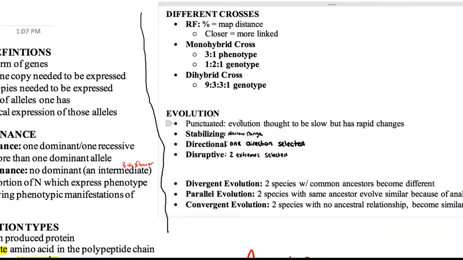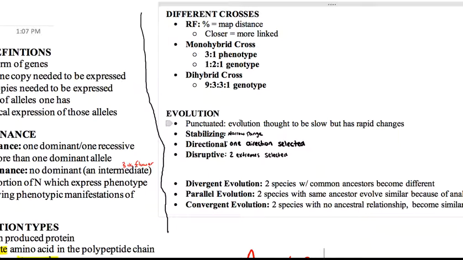Stabilizing is a narrow range of phenotypes. So basically, if you look at a graph, it's probably somewhere in the middle, 50%. Directional is when one direction is selected. The example that Kaplan uses is antibiotic resistance. If you put antibiotics on a petri dish, it's really the far phenotype that has antibiotic resistance that will be selected for, and everything else will basically die out. You have selection on one end.